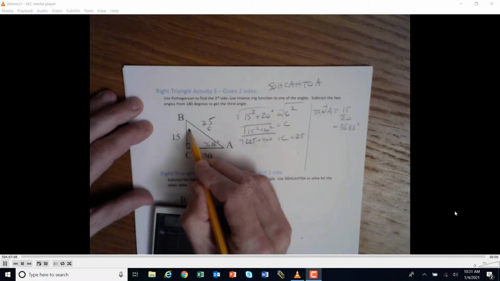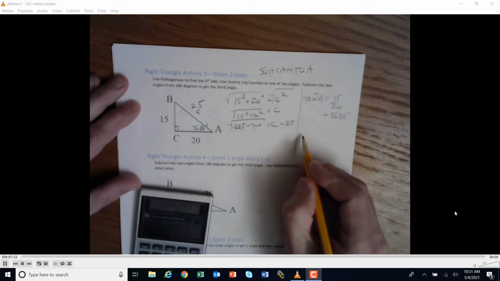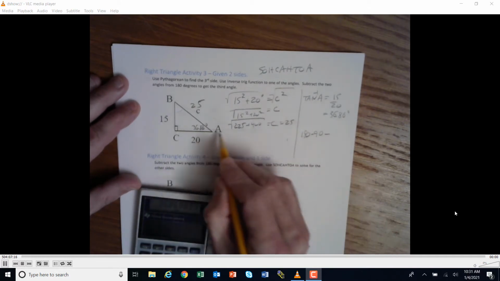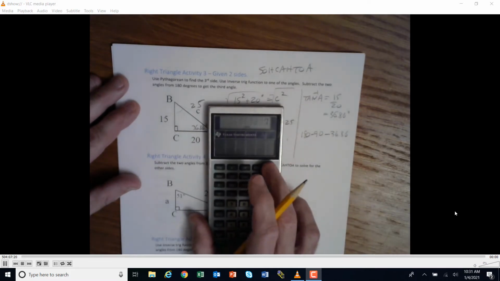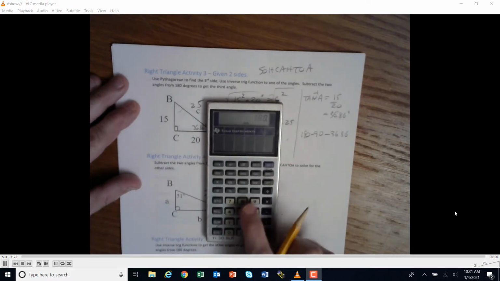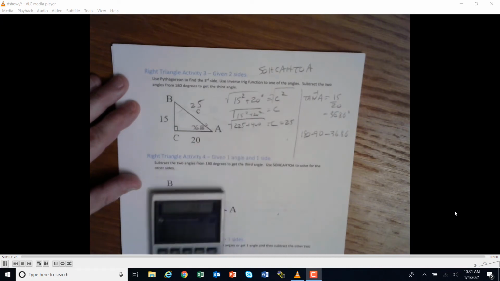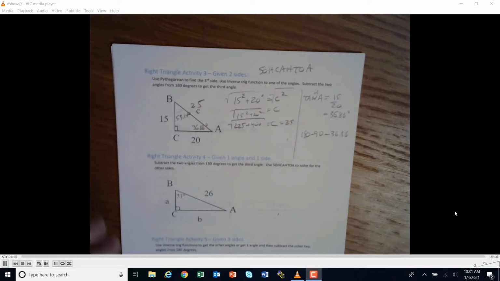How about this angle B right here? Well, we know that these have to equal 180. So I could certainly go 180 minus 90 minus 36.86. Okay, 180 minus 90 minus 36.86 gives me 53.14 degrees. So that's another way to do it.